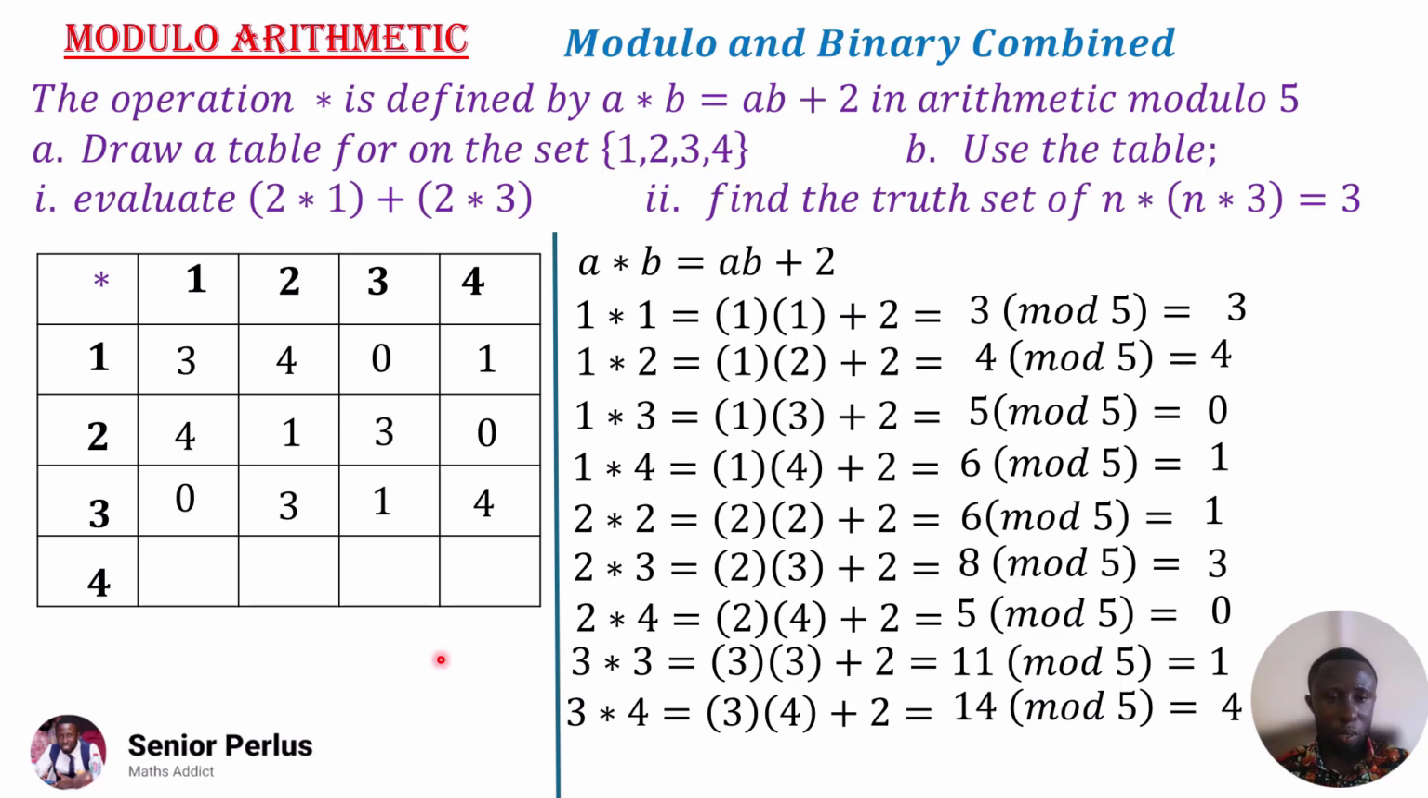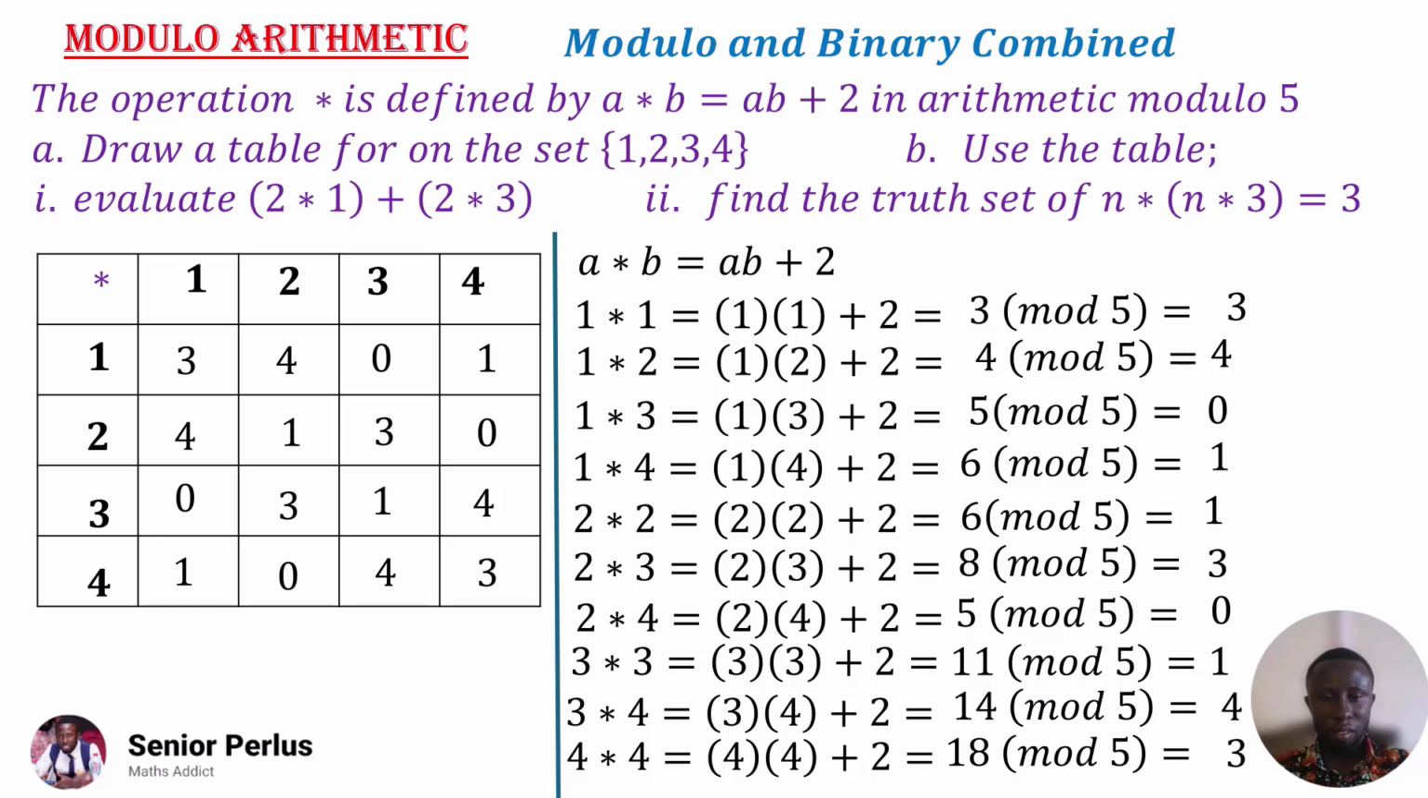4 star 1, we already have 1 star 4. So 4 star 1, 1 star 4 was 1. So 4 star 1 is 1. 4 star 2, we have 2 star 4, which is 0. So 4 star 2 is 0. 4 star 3, that one we have. Then 4 star 4, that's 4 times 4 plus 2, and 18 mod 5. Can you do this fraction? 18 divided by 5, then the remainder is 3. So this is for this.